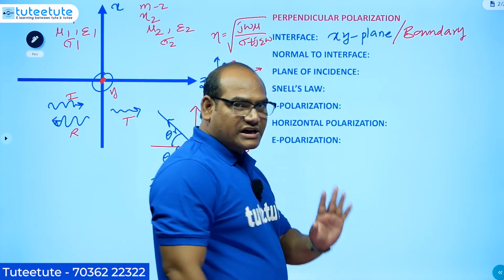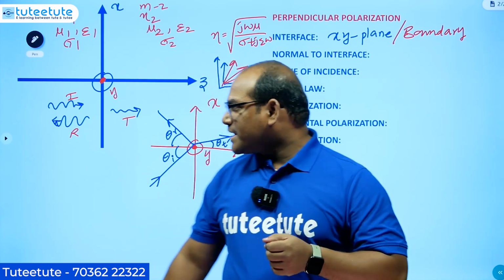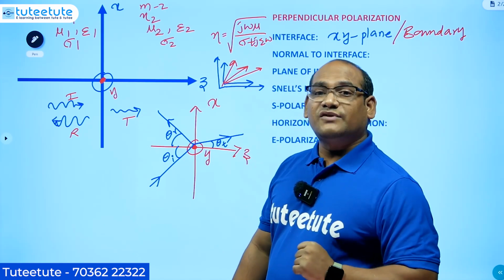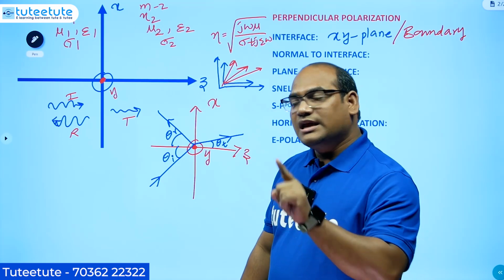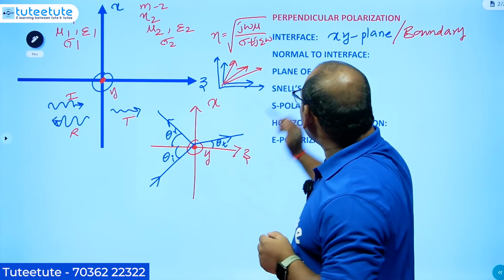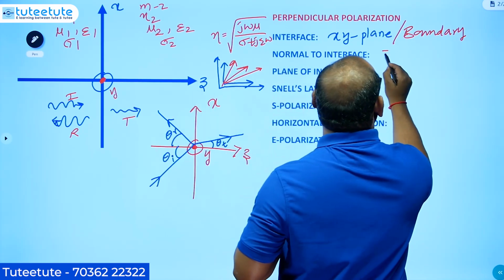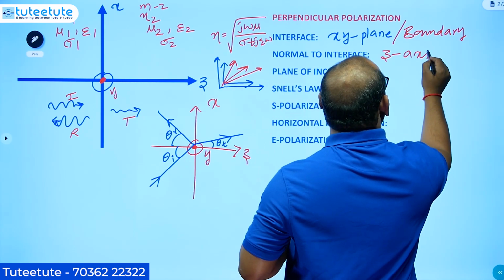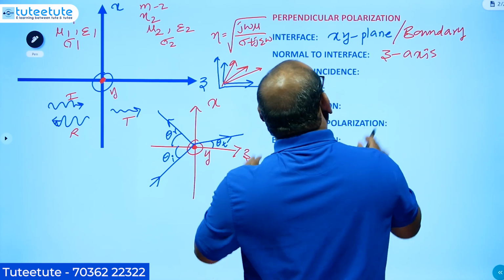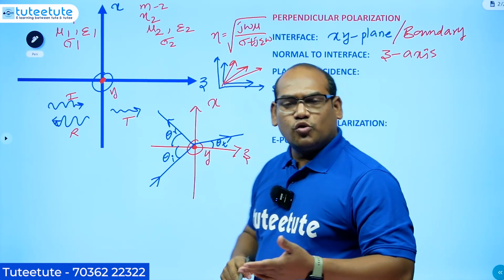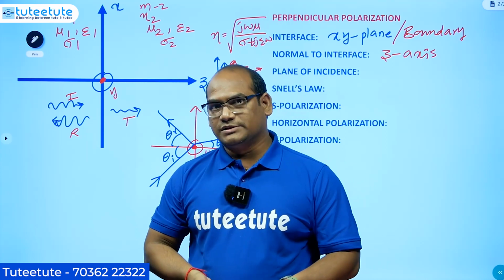Next, normal to the interface. Already I have given importance to the normal to the interface, because with respect to the normal only we are defining theta I, theta R and theta T. So the normal to the interface here is the Z axis, since I have taken the XY plane as the interface. No need to consider always the XY plane only.